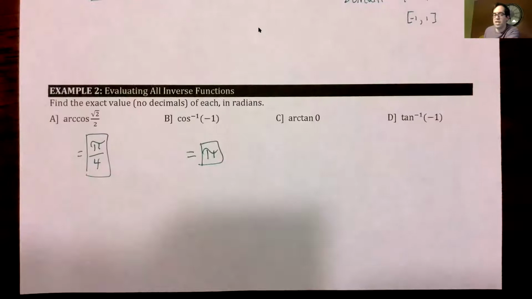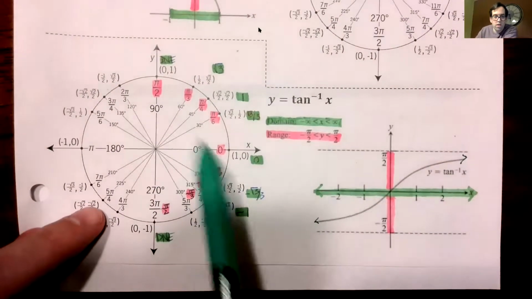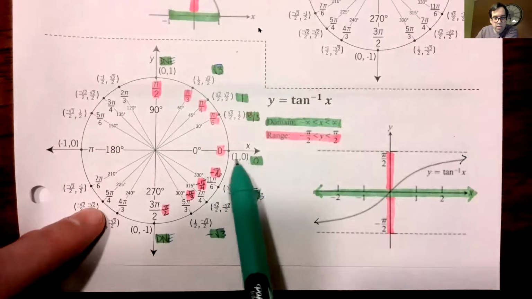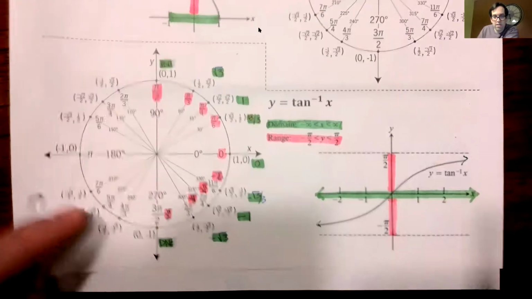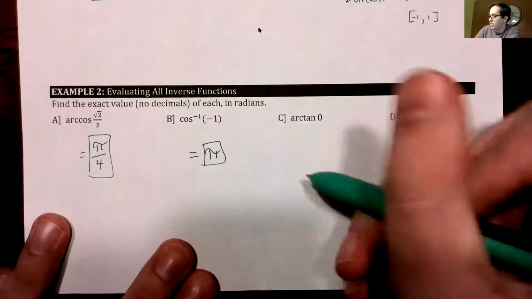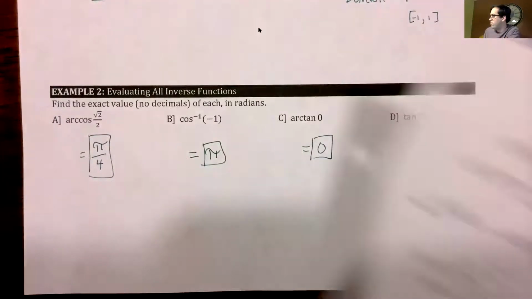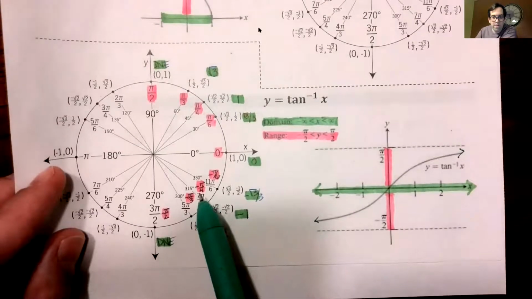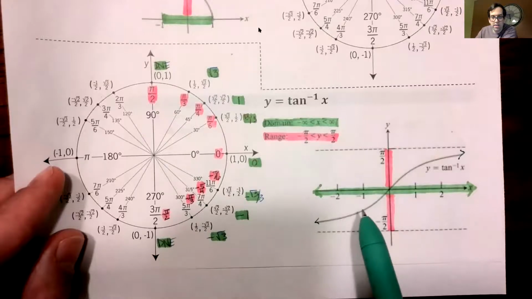Then we are switching to tangent. So arc tan of 0. Let's see what we got here. 0 is right here. 0 divided by 1 was 0. The output, the angle is 0. That's this point right here at the center of the graph. And the arctan of -1. Here's -1. The output would be -pi/4. -1, -pi/4 is this point right here.